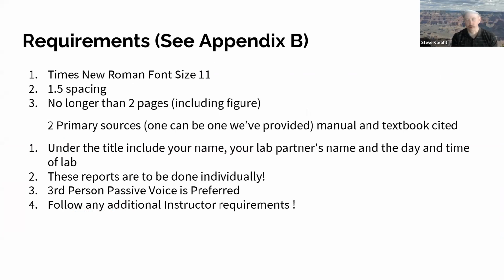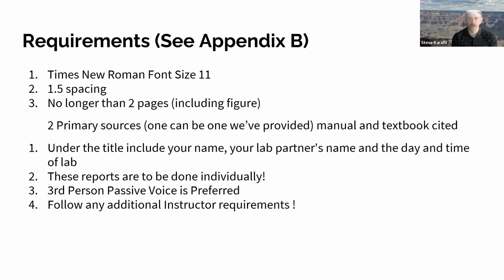So the basic rules for the lab report can be found in Appendix B. Make sure you read thoroughly the how to write a lab report section and the rubric. But we're going to have Times New Roman size 11. You could also do 12 if you want. 1.5 spacing between lines. No longer than 2 pages, and that includes your figure, but you should have a 3rd page of your appendix, which is your Excel data.